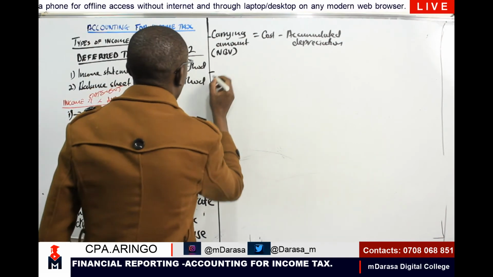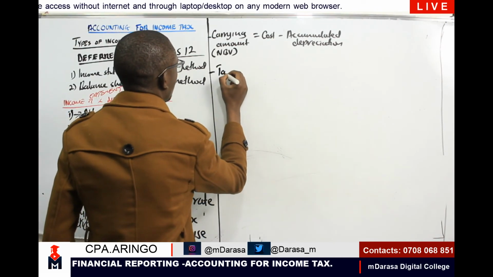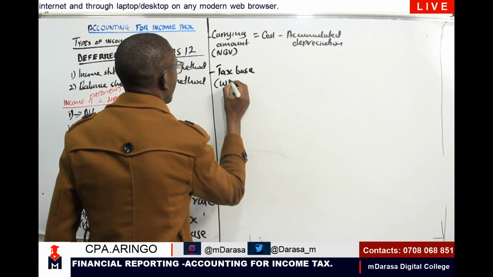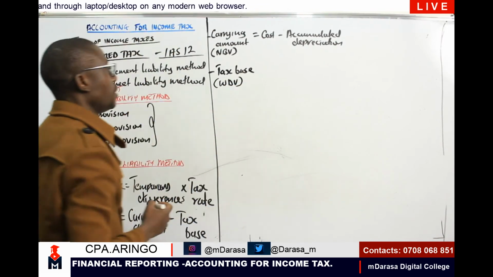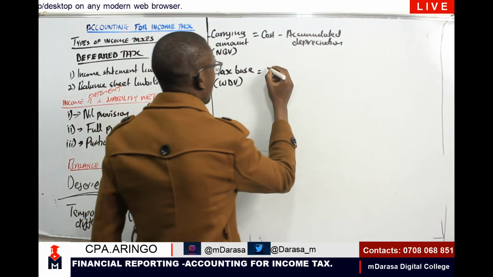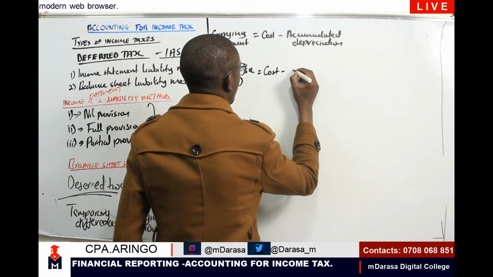What about the tax base? Tax base is also known as the written down value, WDV. We are going to determine our tax base by taking our cost minus capital allowances.